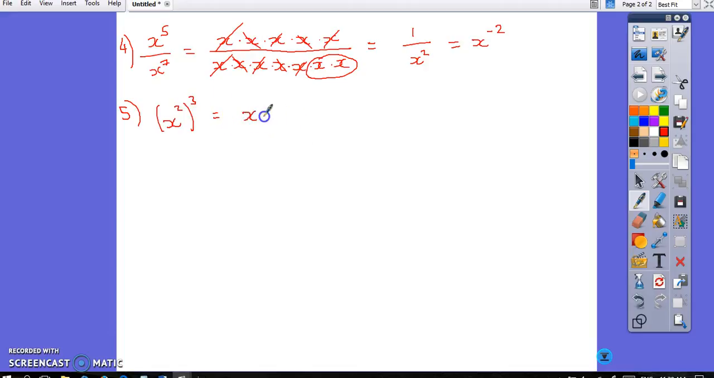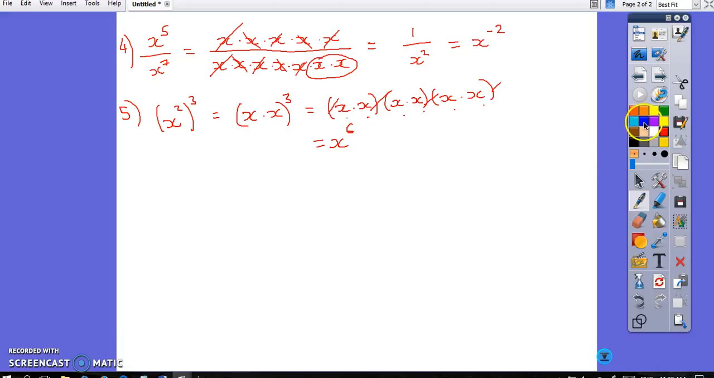So that's x times x to the power of 3, which is x times itself 3 times. So we have 1 lot, 2 lots, and 3 lots. So how many x's do we have in total? Because it's multiplication, I can just leave out all of the brackets. 1, 2, 3, 4, 5, 6. So that is x to the 6.